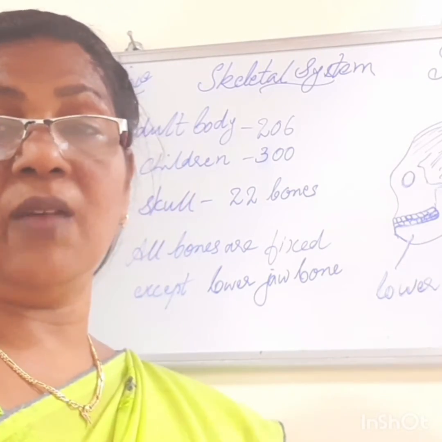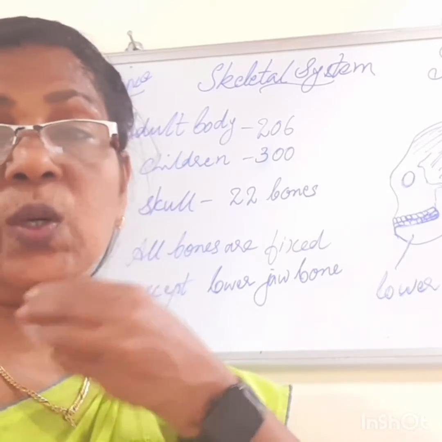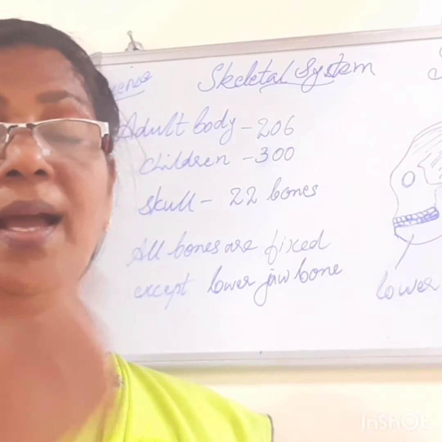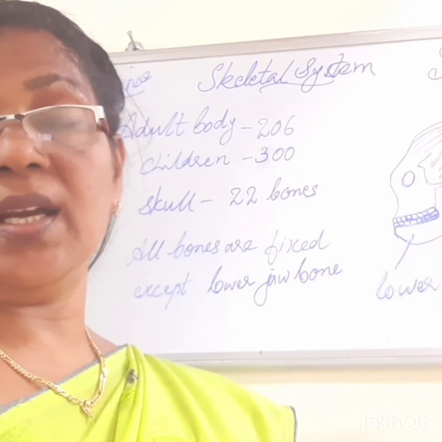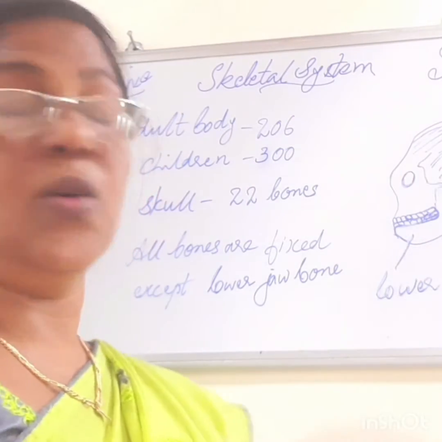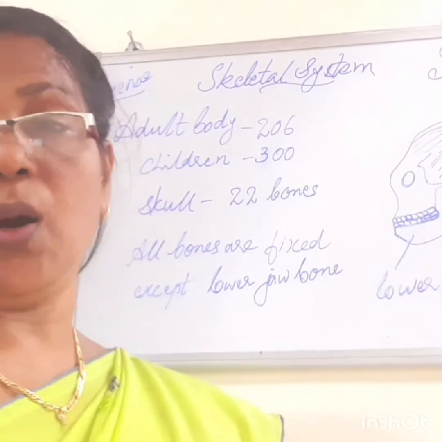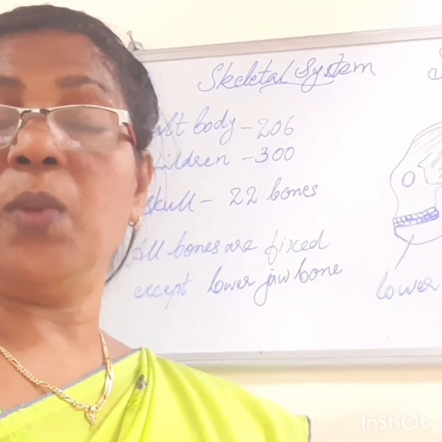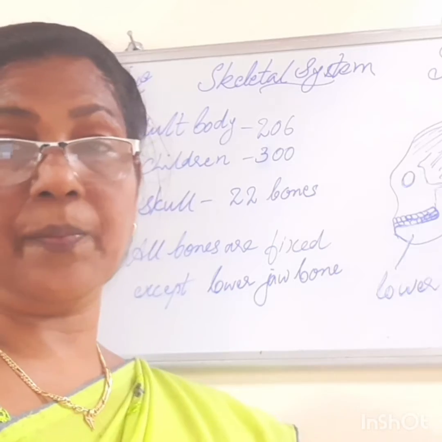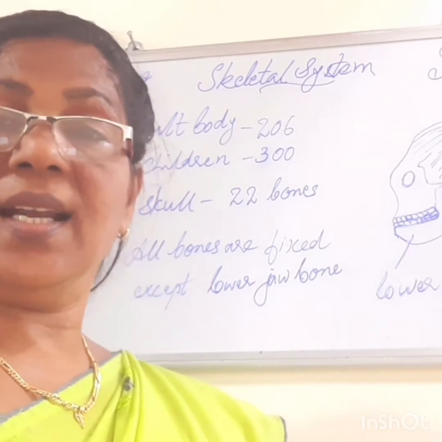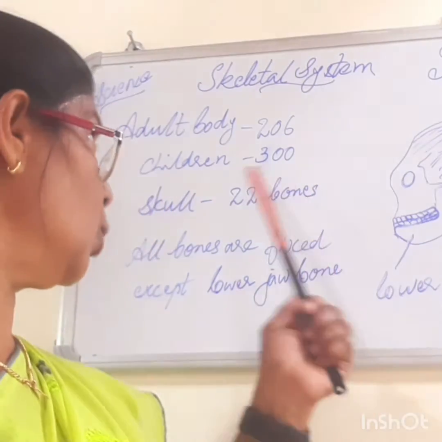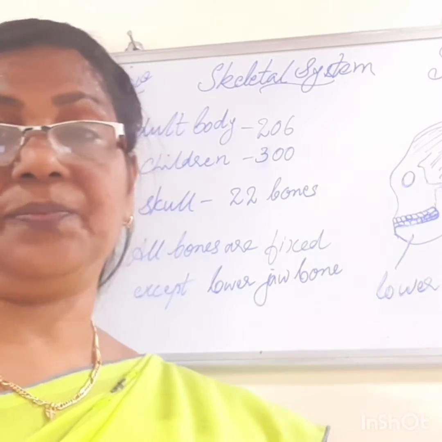Do you know, children, what the lower jaw is? This is the lower jaw. The lower level of teeth is located upon our lower jaw and the upper level of teeth is located upon our upper jaw. Only the lower jaw bone is movable. You can see the lower jaw moving. All other bones of the skull are fixed. A total of 22 bones are present in the skull.